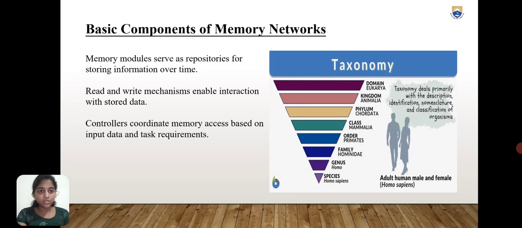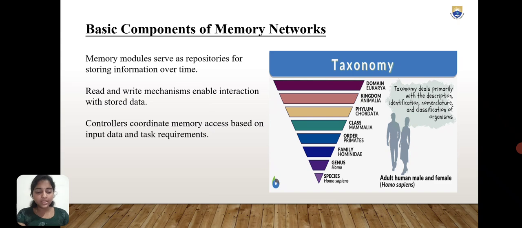Basic components of memory networks. Memory modules serve as repositories for storing information over time. Read and write mechanisms enable interaction with stored data. Controllers coordinate memory access based on input data and task requirements.